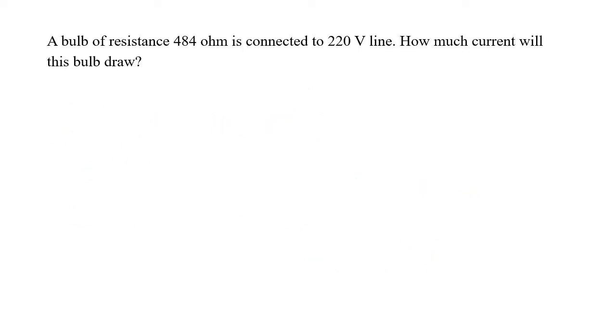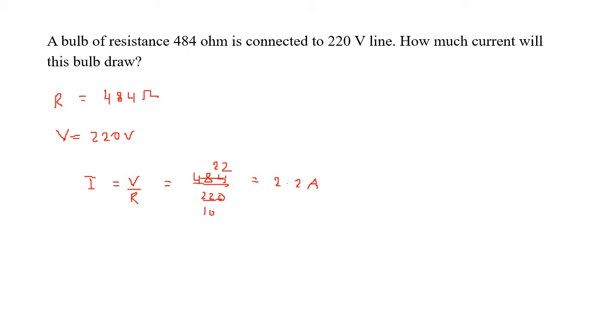Next we have a bulb of resistance 484 ohm connected to a 220 volt line. How much current? Directly using Ohm's law, I is equal to V by R. We have got 484 by 220. 22 tens are 22, 22s are, so we get 2.2 ampere. The bulb will draw 2.2 ampere current. A very simple sum using Ohm's law.